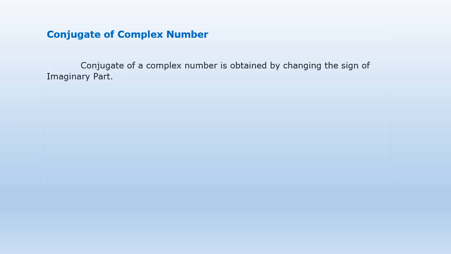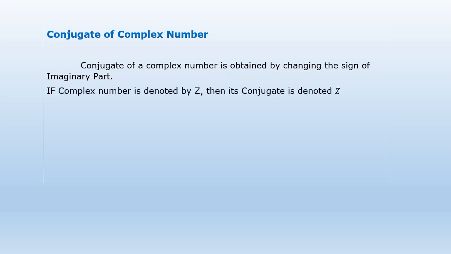Conjugate of a complex number. The conjugate of a complex number can be obtained by just changing the sign of an imaginary part. We have to change the sign of the imaginary part only. If it is plus, it will be changed into minus. If it is minus, it will be changed into plus. The conjugate of a complex number is denoted by z bar.